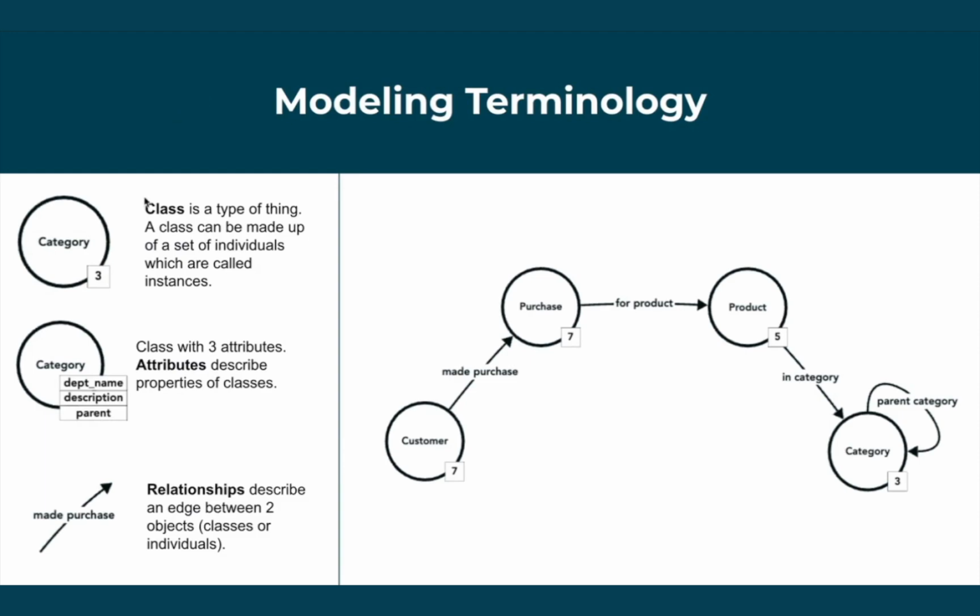If we click on the little 3 here, you'll get a name of the actual attributes in the class. They are department name, description, and parent in this example. And then relationships between classes are indicated by this arrow, and they have direction to them as well.